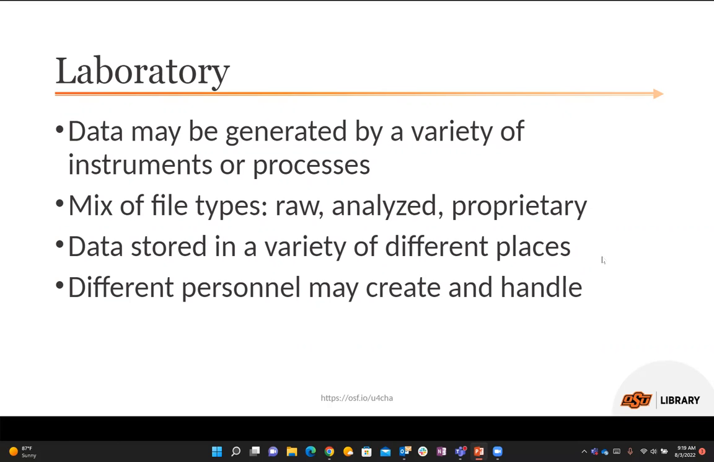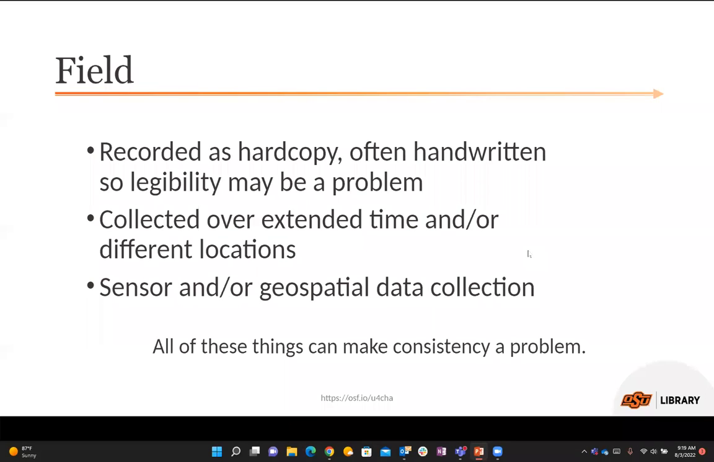Then, in laboratories, we're liable to have numerous different storage locations. You may have data stored on instrument computers, you may have it stored in a lab computer, and you may have it in your own personal device. Different personnel may also use all these instruments and computers and may come in contact with it and handle that data or their own data. But as we'll discuss a little bit, that creates potential for some problems with data management.